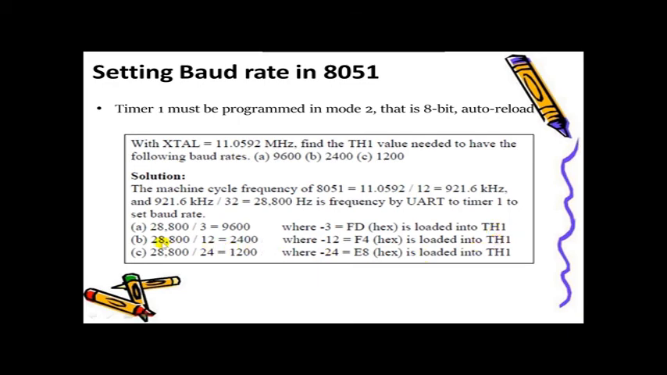If you divide 28,800 by 12, you get 2400, where minus 12 is nothing but F4 in hex, which is loaded to TH1. Similarly, 28,800 divided by 24 gives 1200, where minus 24 is nothing but E8 hex, loaded into TH1.